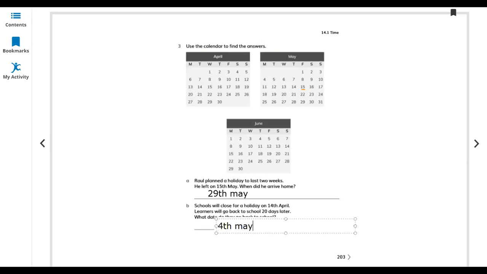Let's do it again. School will close for a holiday on 14th April. This is 14 April. So after this, learners will go back to school 20 days later. So let's move 20 days. 7 plus 7, 14. Until the 28th, 14 days are gone. 15, 16, 17, 18, 19, 20. So 4th of May.